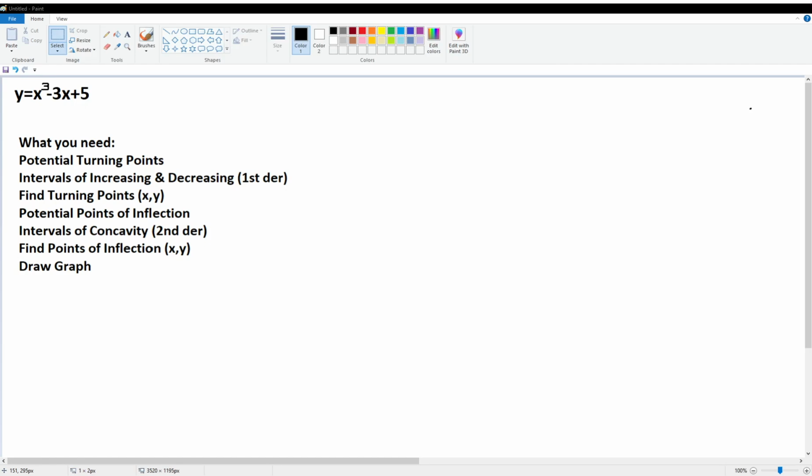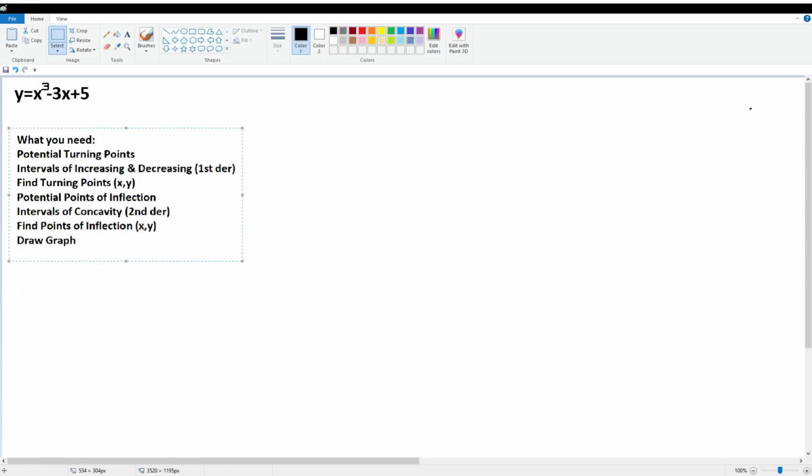Then we need to find the potential points of inflection. And then from there, we need to find the intervals of concavity, which we get from the second derivative test. And then once we have those, we can see if there are actual points of inflection, and then if there are, we need to find the actual values, which we once again get from the original equation on the top left. And then we need to draw that graph using everything we've just gotten.